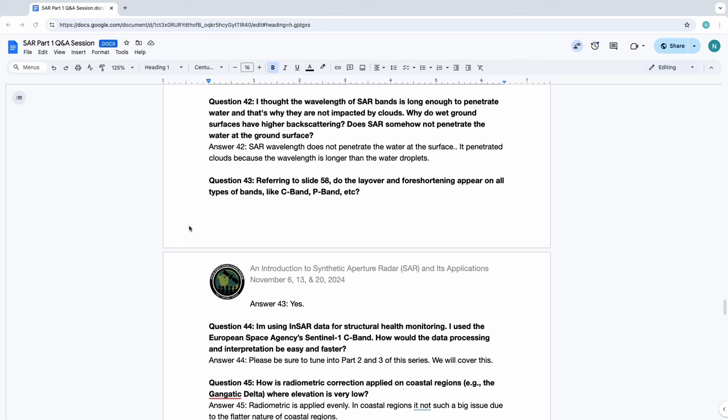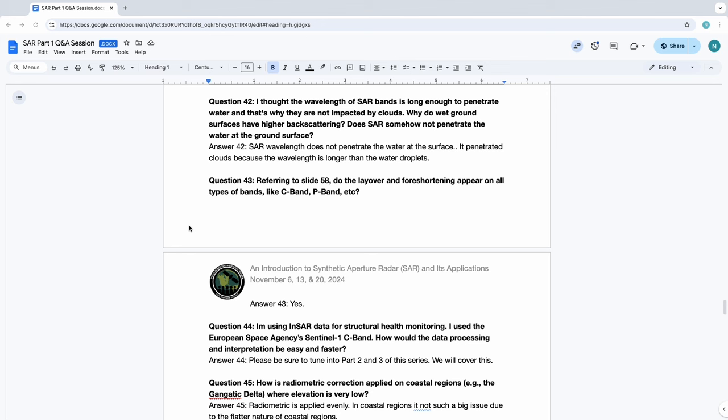The reason it penetrates clouds is because the wavelength is longer than the droplets or the particles that you find in clouds. So it's not interacting with them. It goes through. Why do wet ground surfaces have higher backscattering?